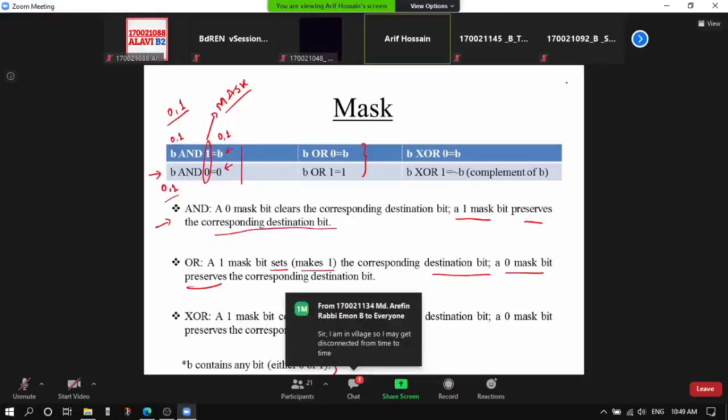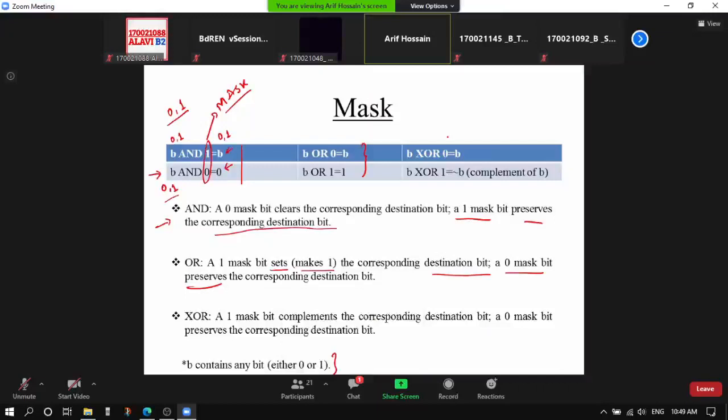Just a second. Okay, Arifin, Rabbi, you are getting disconnected. Okay, I get that. So don't worry, in the next lab it will be recorded and you will be provided the recording. For the time being, just concentrate as much as you can.